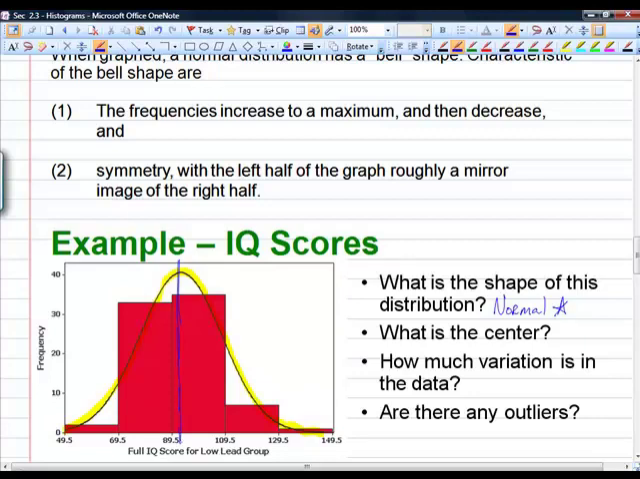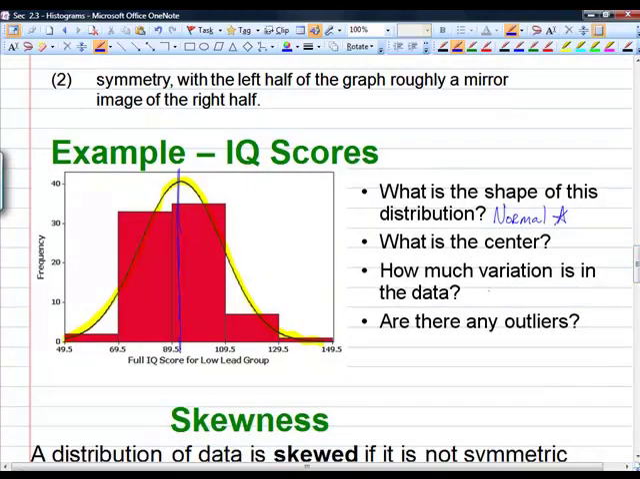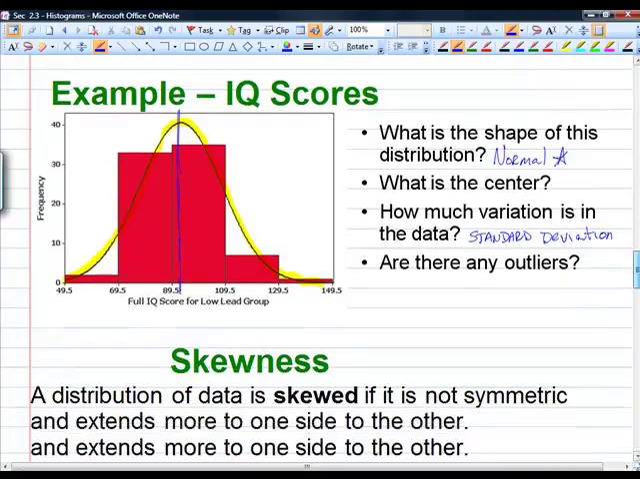How much variation is in the data? The variation is the wiggle room. How much wiggle room is there? We're going to look at some formulas. We're going to let the calculator tell us the standard deviation. And then we ask ourselves, are there any outliers? Looking at this graph, does there appear to be any outliers? No, it looks like the distributions are pretty consistent here.